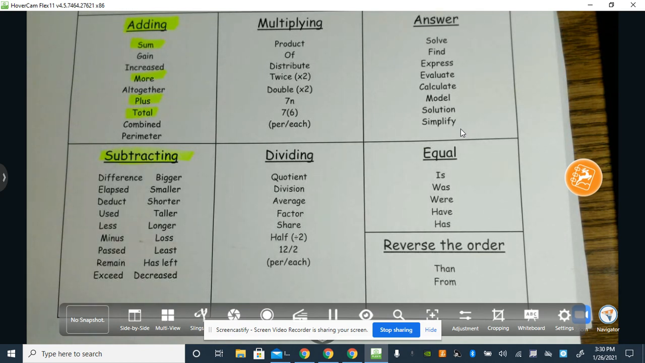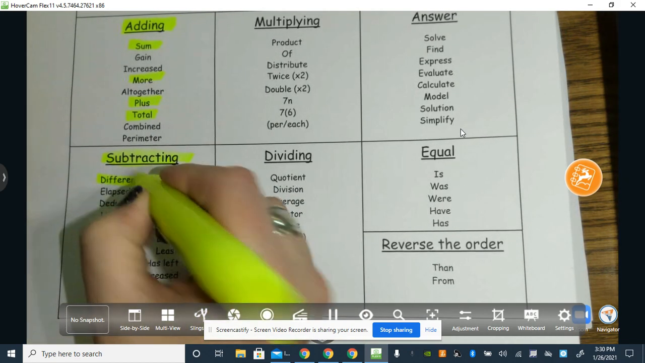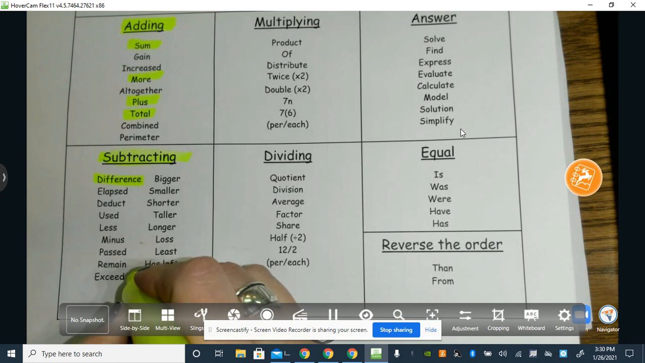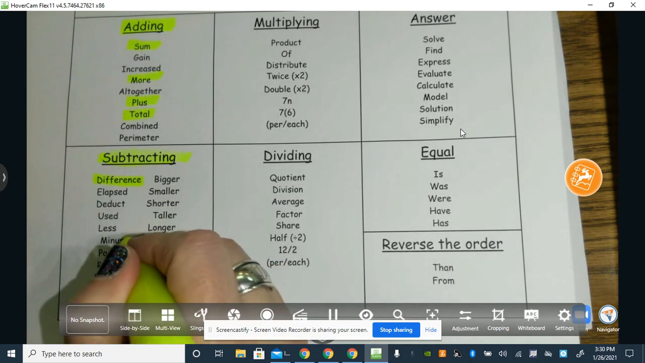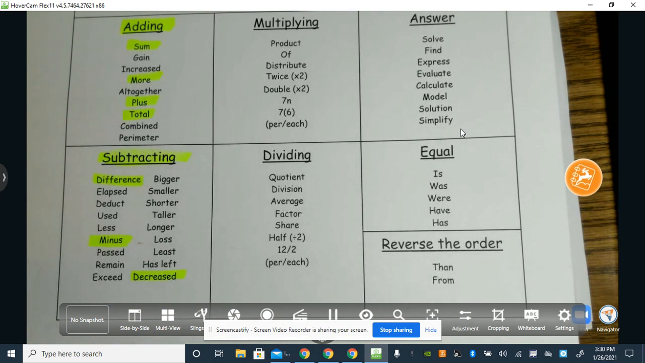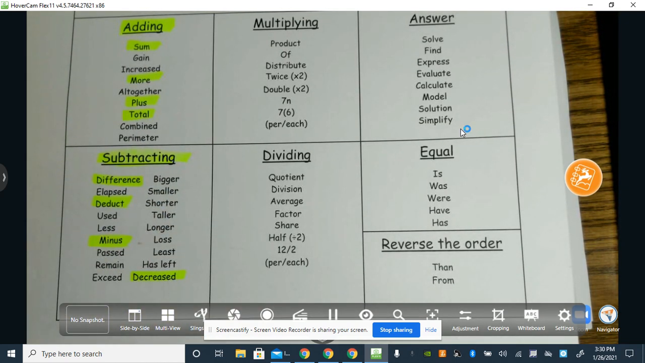Okay, and when we looked at this one, we decided our top four, again, was difference, keyword right there, decreased was one of them, and minus, because when we call it out, we say minus. I think those were our top three that you would see most often. Deducted is one dealing with money.